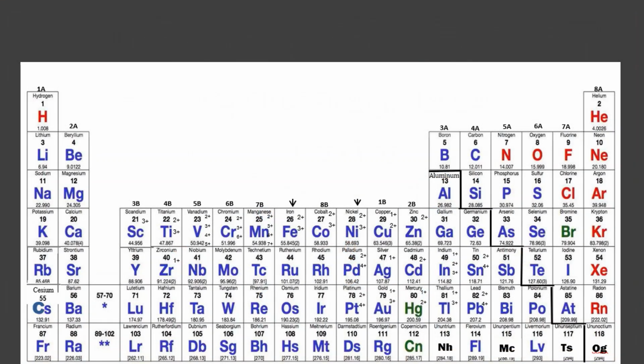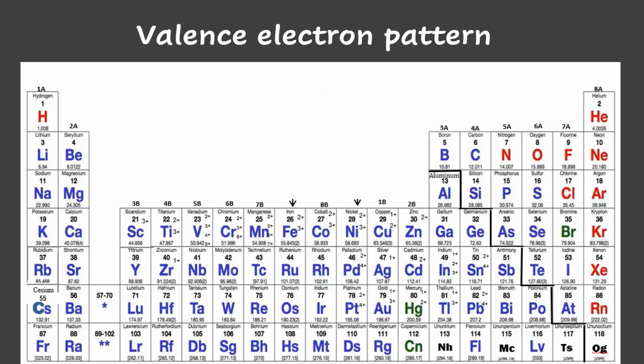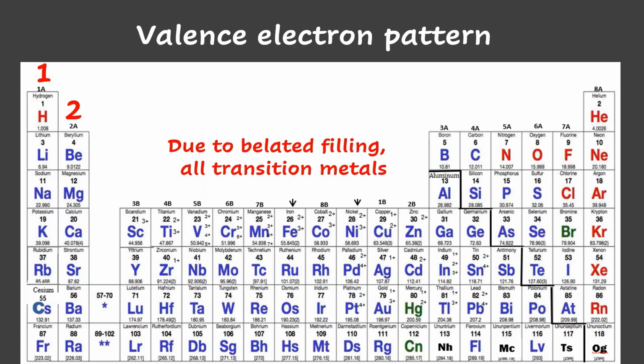If you were to compare the electron configurations to determine the number of valence electrons for each column, you'd notice a pattern across the periodic table. The electron configuration of all atoms in group 1 ends in s1, so every element in that group has 1 valence electron. We already saw that elements in group 2 have 2 valence electrons. Due to belated filling, all the transition elements have 2 valence electrons.